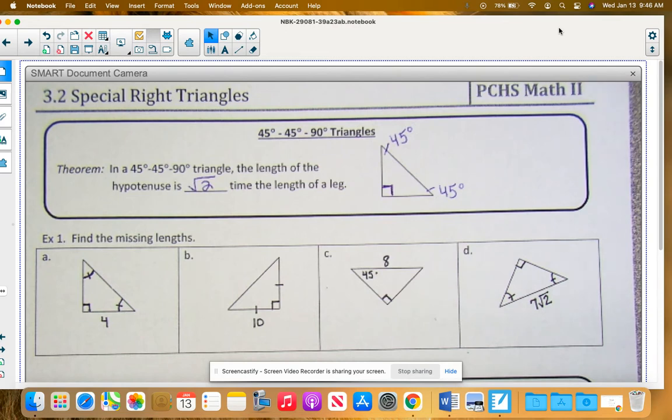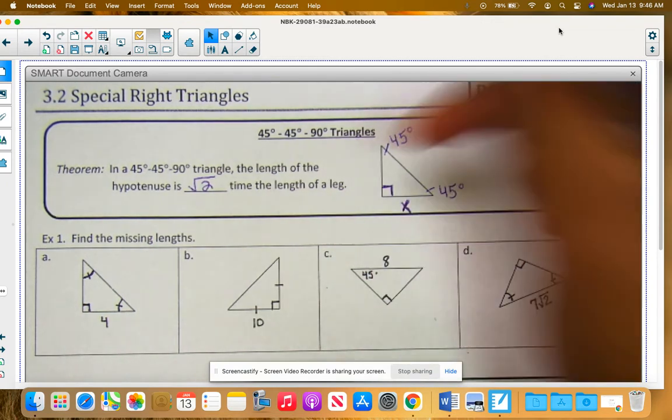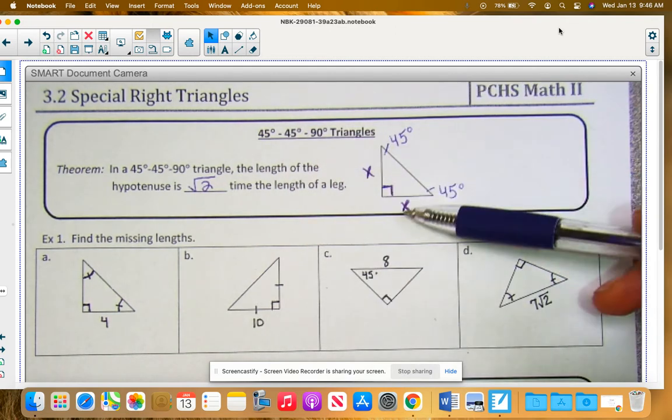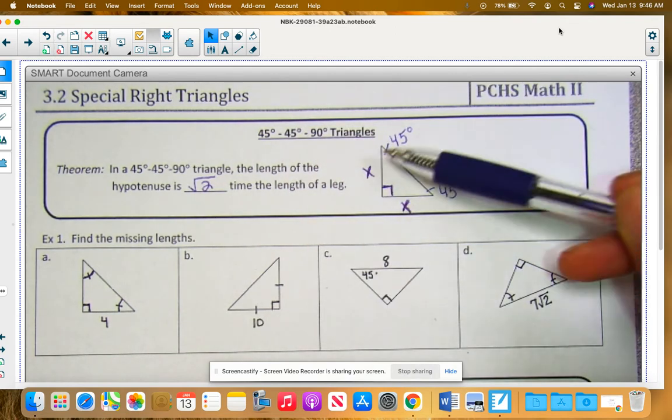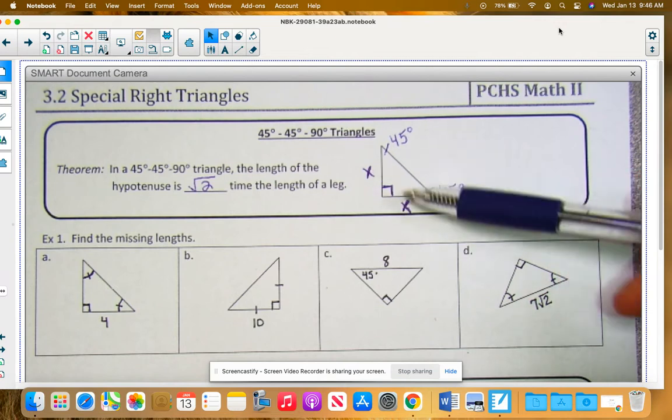It tells us that the legs are the same length. So this leg length is X and this leg length is X. I do not know what these numbers are. I just know that if this is 5, that's 5. If this is 11, this is 11. If this is 20, this is 20. So my leg lengths are the same.